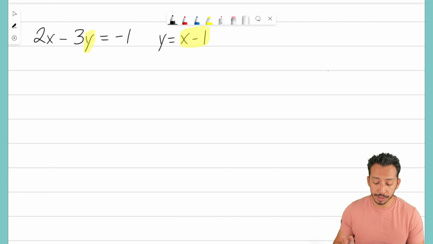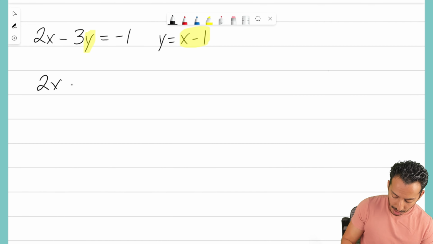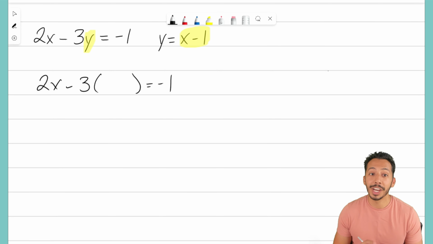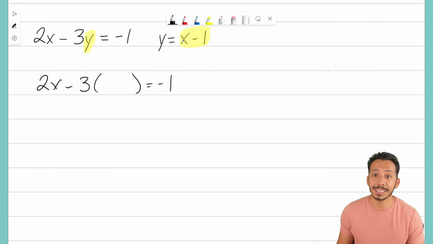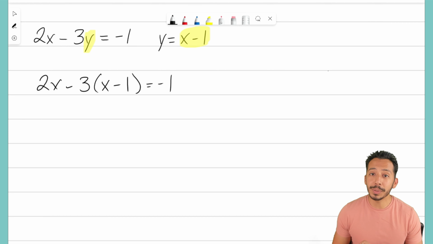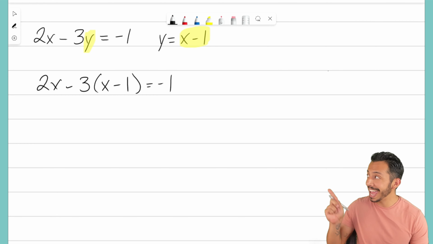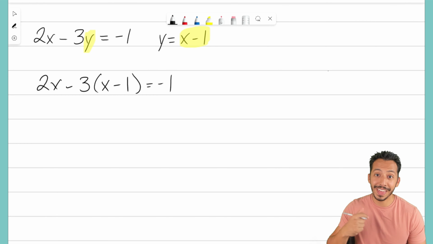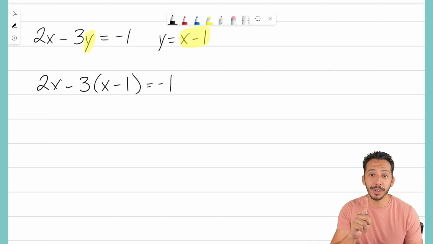We're going to take that first equation, 2x minus 3y equals -1. But notice, I did not write y. I did not write the variable because I know what y equals. y equals x minus 1. So instead of putting y, I'm going to substitute in x minus 1, and now I have an equation that I can solve because there's one variable, and we can now solve for x.